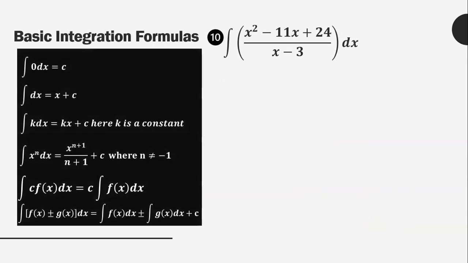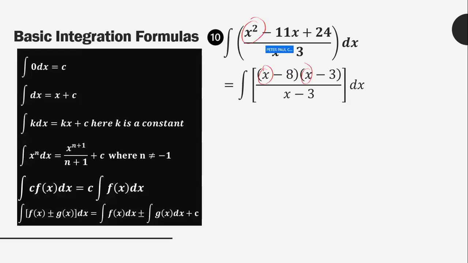For number 10, we have x squared minus 11x plus 24 over x minus 3. Notice that this binomial gives us an idea that we need to factor the trinomial above. So getting the common factors, we'll have x minus 3 times x minus 8. Look at that one. x times x is x squared. Negative 8 times negative 3 is positive 24. Then for the middle term, negative 8x and negative 3x is negative 11x. So that's indeed the correct factors.